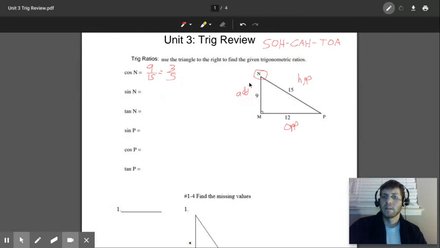Okay, sine is opposite over hypotenuse, so that's going to be 12 over 15. And again, we could reduce that to 4 over 5. Okay, and then tangent is opposite over adjacent, so that's going to be 12 over 9, which is going to reduce to 4 over 3.